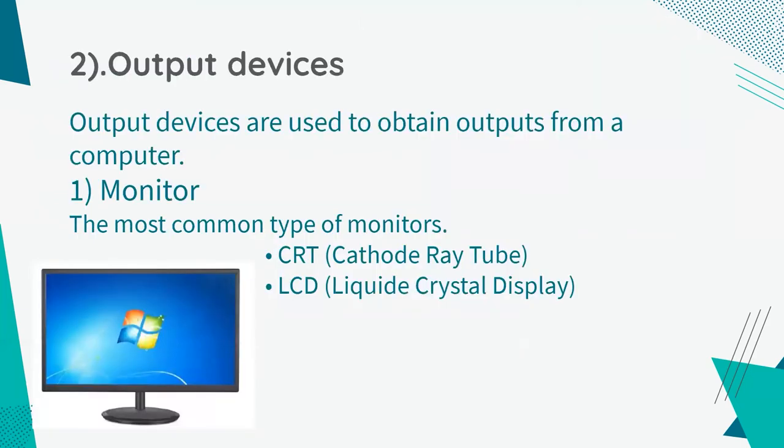Okay, and then let's move on to the second main component, which is the output devices. Output devices are used to obtain outputs from a computer. The first output device I'm going to talk about is the monitor. The most common types of monitors are CRT and LCD. CRT means cathode ray tube. LCD means liquid crystal display. So at present, you can see most of the monitors are LCD.